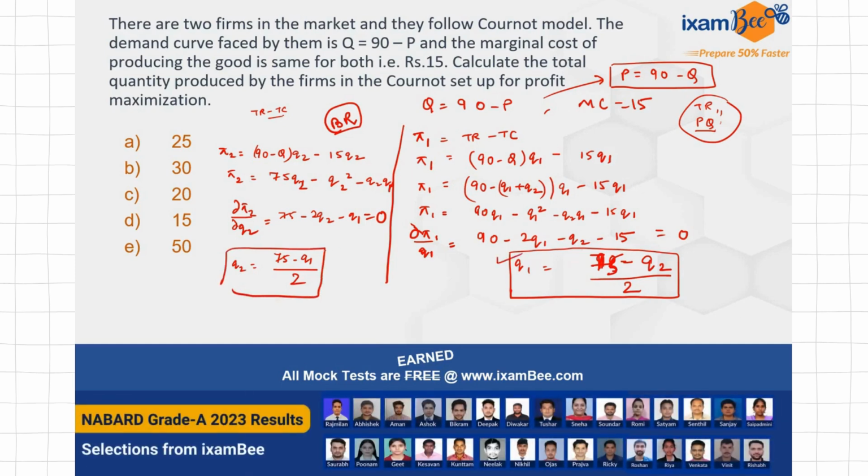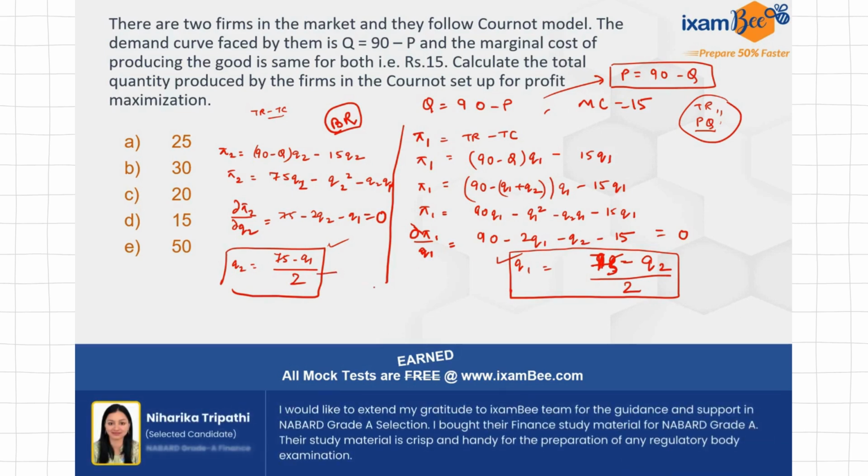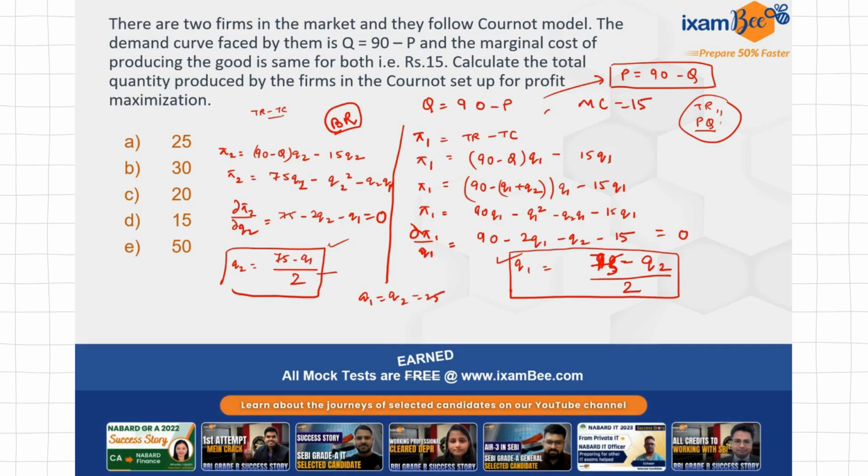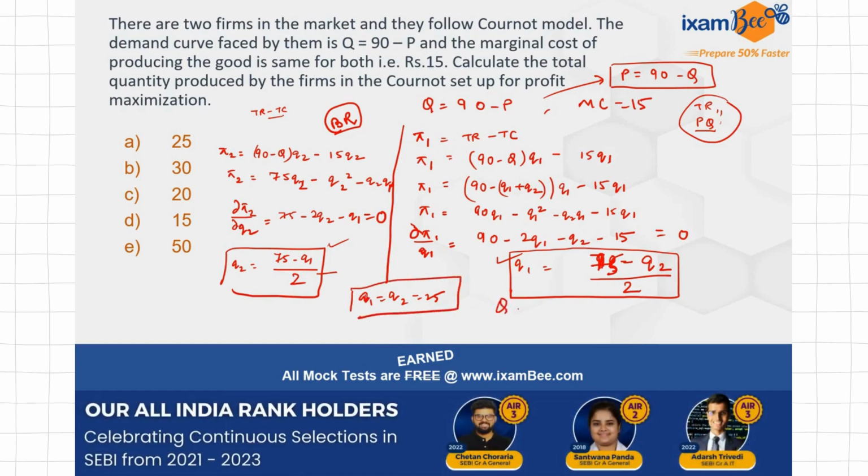You can clearly see that these two best response functions are identical, and now you have two equations in two unknowns. Solving these, you get Q1 equal to Q2, equal to 25. If you plug in 25 here, you have 75 minus 25, which is 50, and 50 divided by 2 is also 25. So both would be equal at 25, and the total quantity would be 25 plus 25, which is 50. The right answer here is option E.